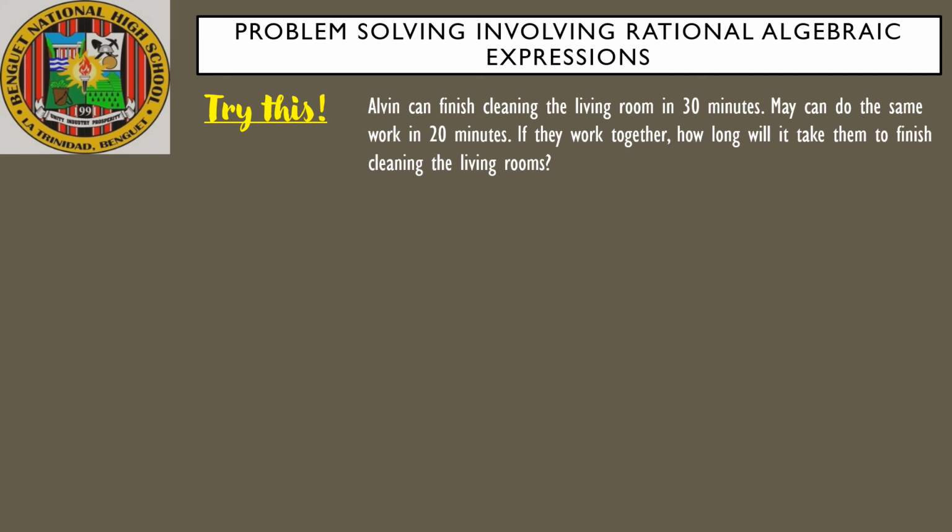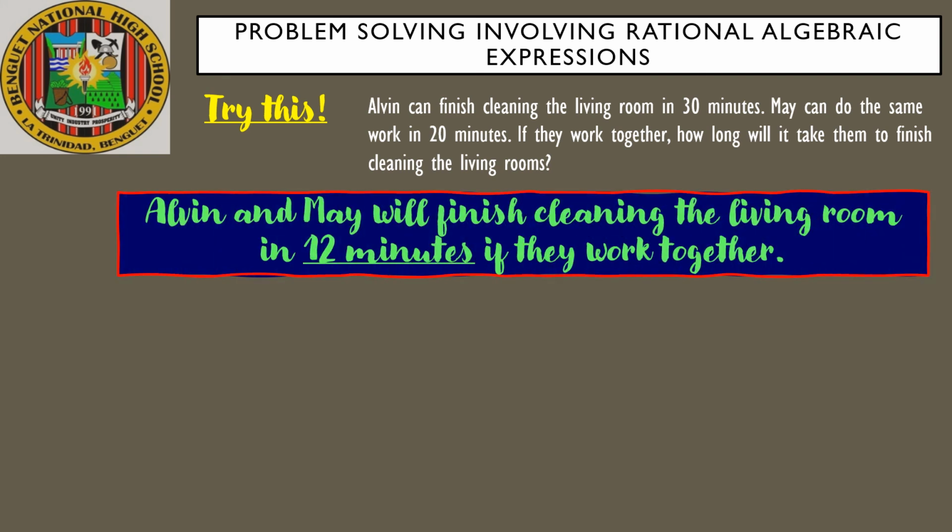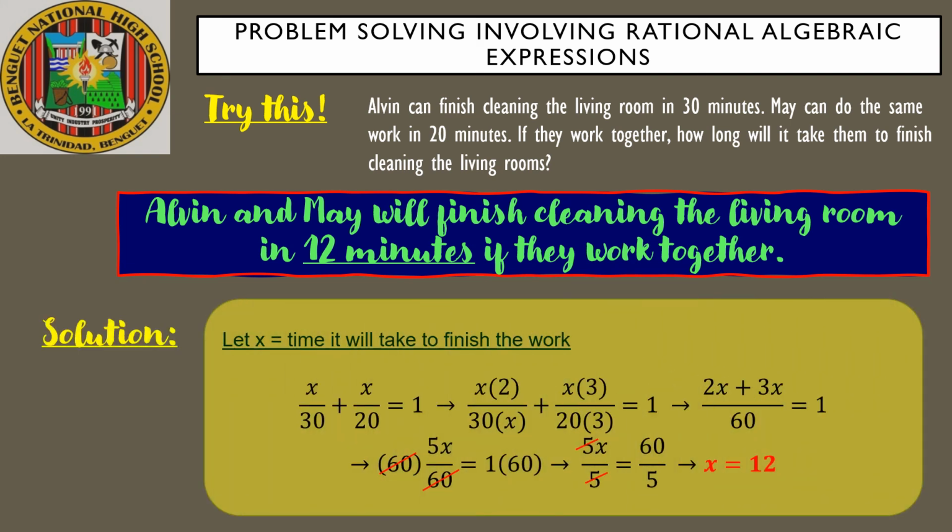Done? If you were able to conclude that Alvin and May will finish cleaning the living room in 12 minutes if they work together, then you are correct. Good job! If you didn't, check the solution to see where you went wrong. Mistakes will never be permanent if you take the time to correct them.